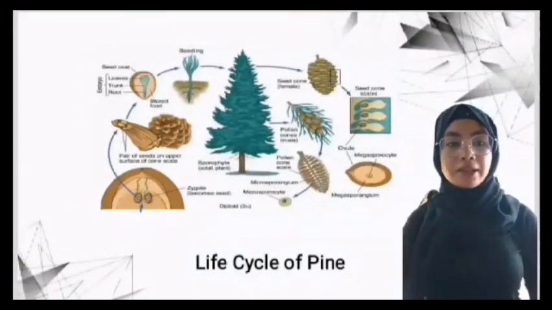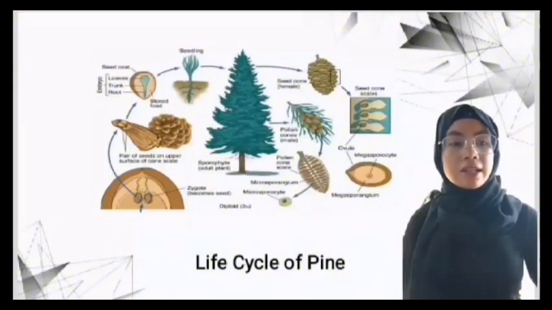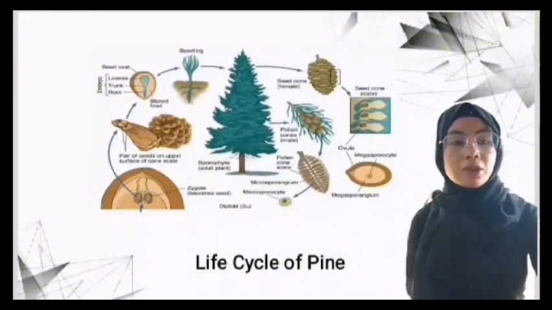First, seed formation. Female cones produce seeds containing fertilized eggs. Second, pollination. Pollen from male cones fertilizes eggs in female cones. Third, seed germination. Seeds fall, germinate, and develop into seedlings. Fourth, mature tree. Seedlings grow into mature pine trees and the cycle repeats.